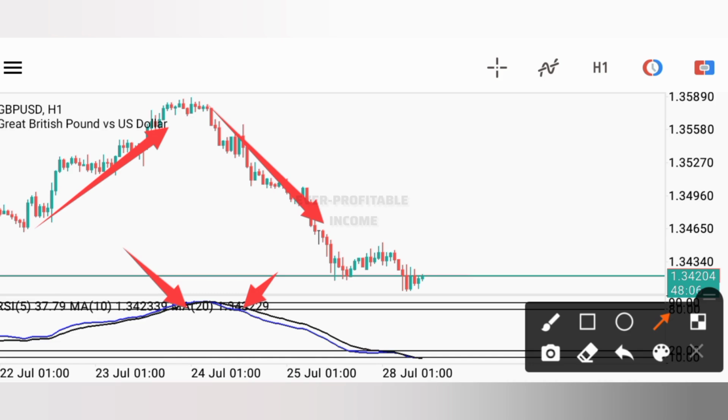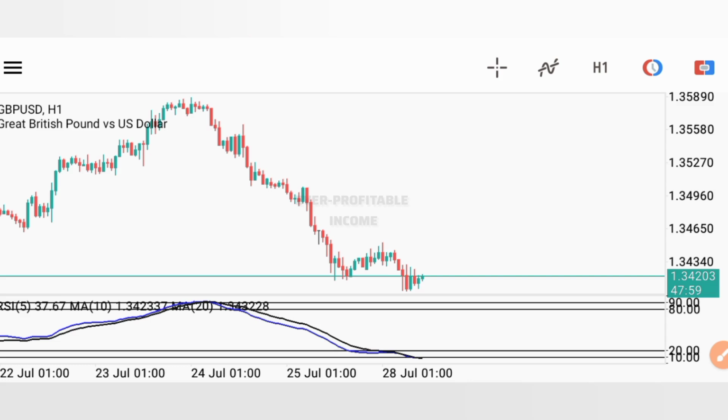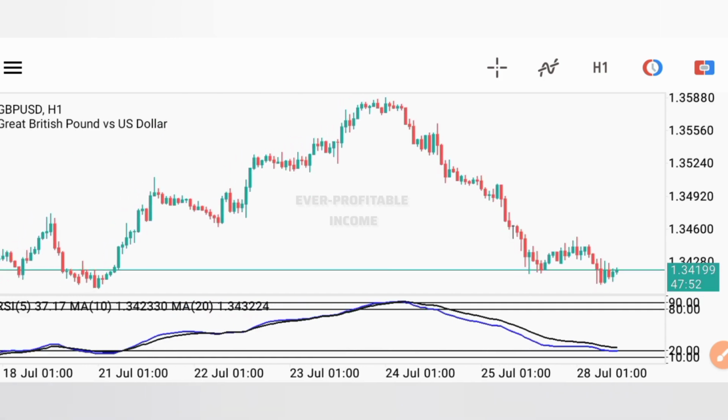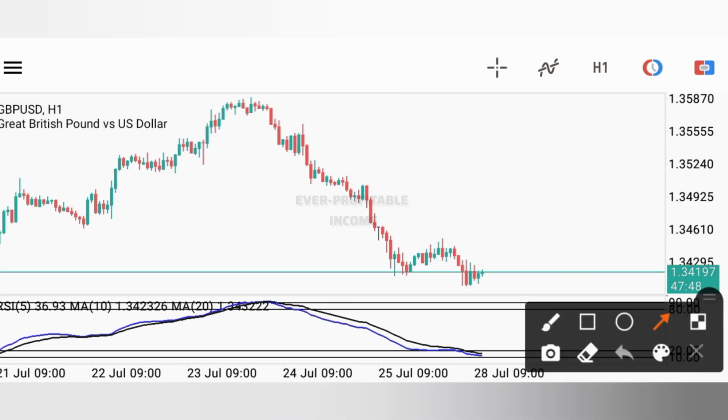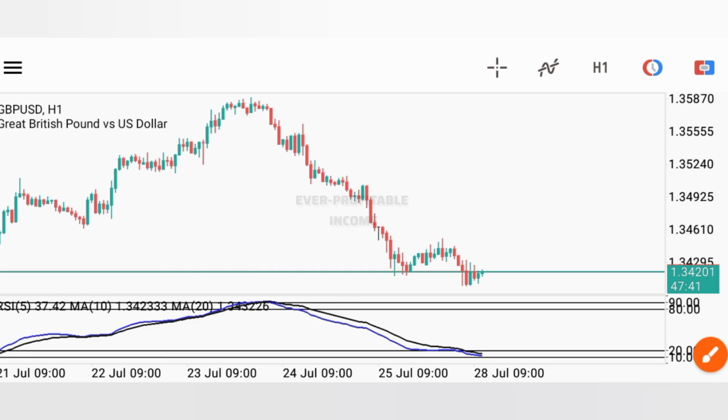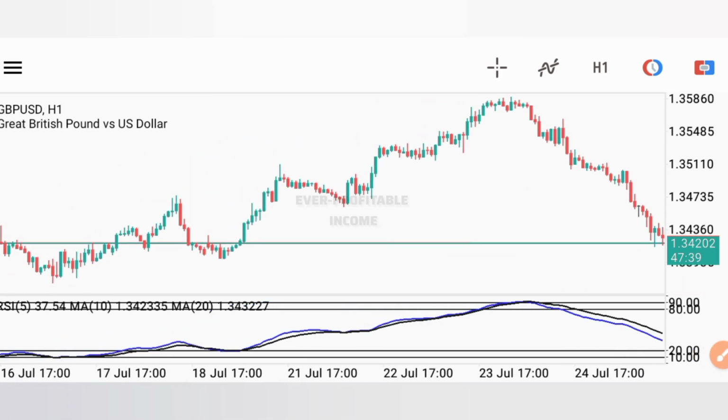Now, there is something you have to look out for before confirming that you can actually take this trade. You have to move your chart. When you move it, if the indicator does not leave that overbought level, that 90 level, you know that is a sure confirmation. You see, when I move my chart, it stays there, it doesn't leave. But if you move your chart and it leaves, do not take that trade.